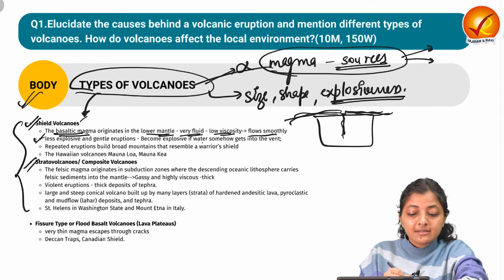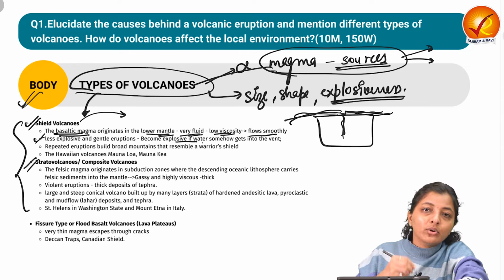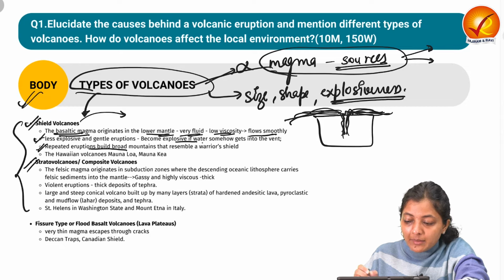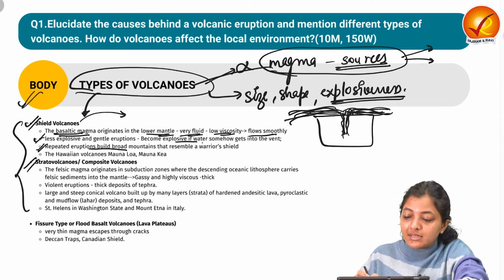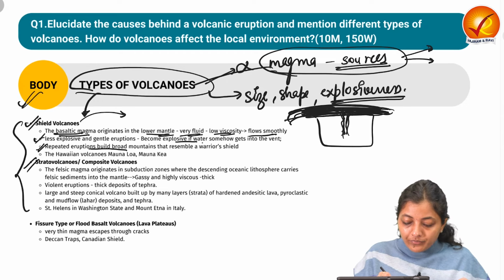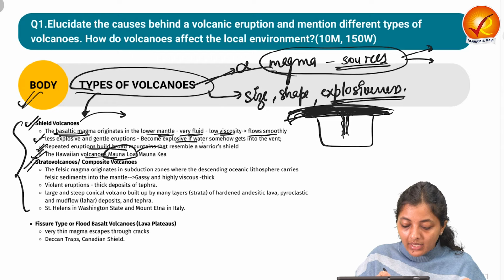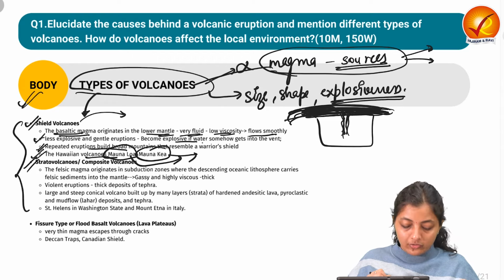But these volcanoes also sometimes become explosive if water somehow gets into the vent. Then with repeated eruptions, when multiple eruptions happen one after the other, it creates a shield-like structure on the Earth's surface, like a shield on the Earth's surface. You can also quote some examples like the Hawaiian volcanoes, Mauna Loa and Mauna Kea. One is an active volcano and the other is a dormant volcano.